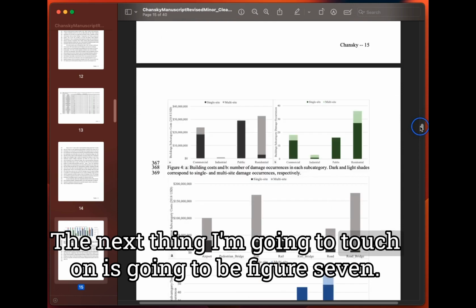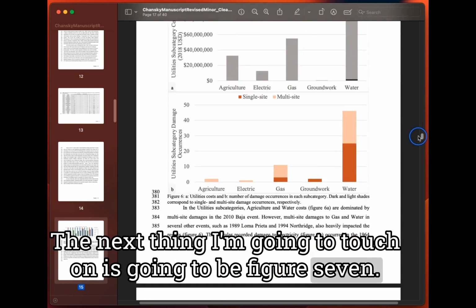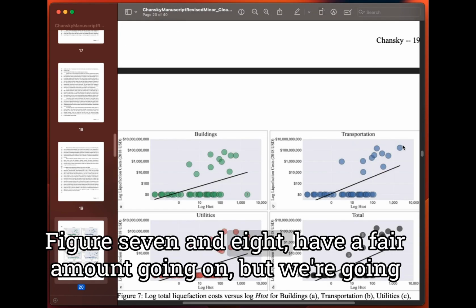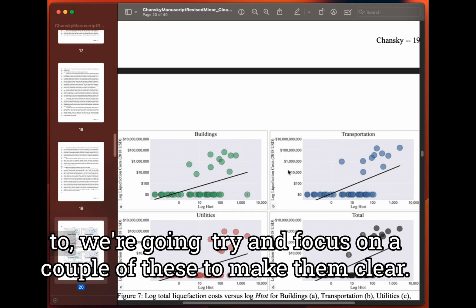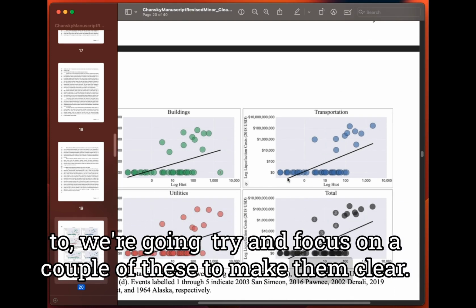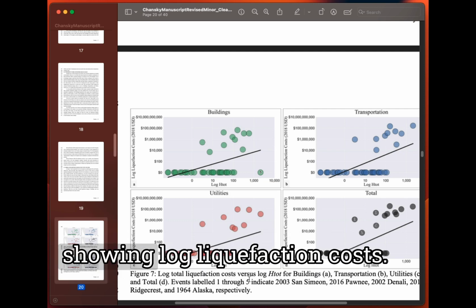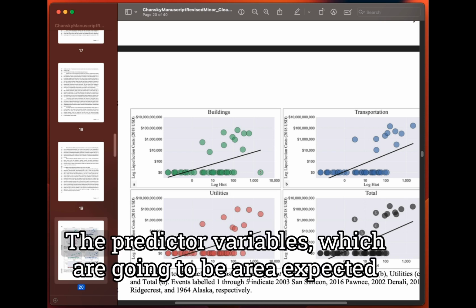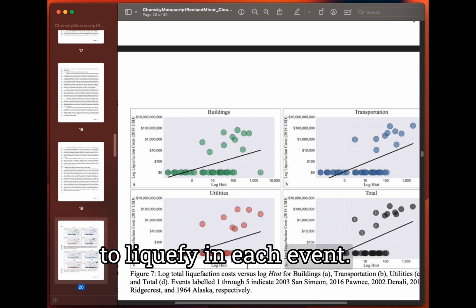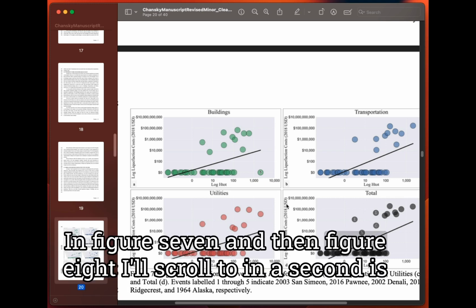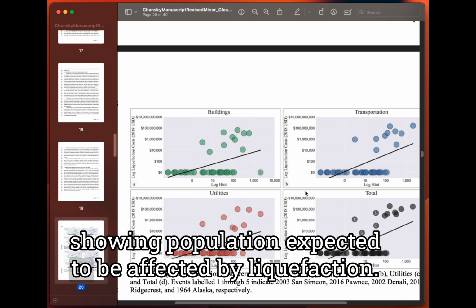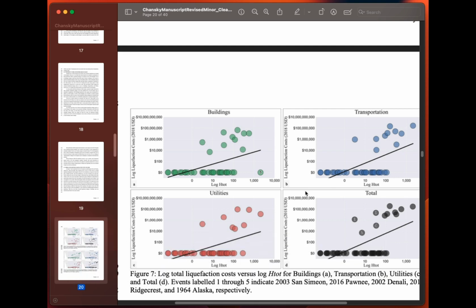The next thing I'm going to touch on is going to be figure 7. Figure 7 and 8 have a fair amount going on, but we're gonna try and focus in on a couple of these to make them clearer. Figures 7 and 8 are basically scatter plots showing log liquefaction costs versus the predictor variables, which are going to be area expected to liquefy in each event in figure 7, and then figure 8, I'll scroll to in a second, is showing population expected to be affected by liquefaction.